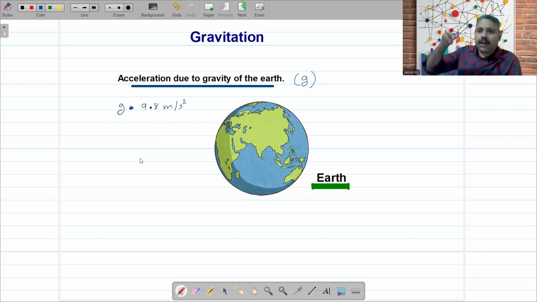It means that when any object is freely falling, suppose it takes 3 seconds to reach the ground. Just imagine an object really falls down and it takes 3 seconds to reach the ground. So what is the velocity in the first second? In the first second, its velocity is 9.8 meter per second. I'm talking about the velocity.